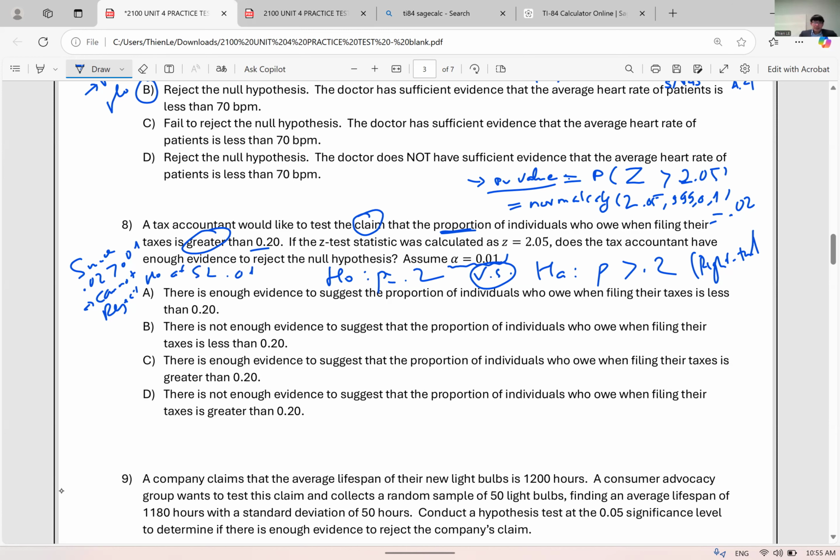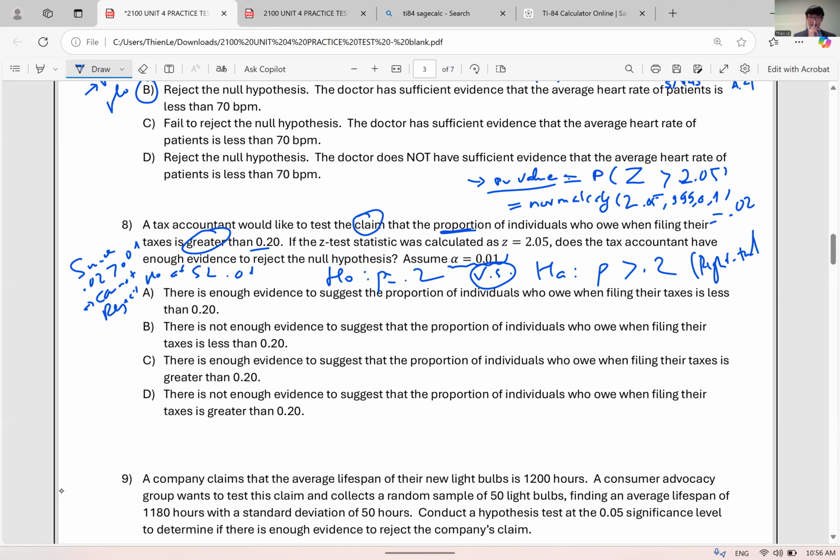Option A: is there enough evidence to suggest the proportion of individuals who owe when filing tax is less than 0.02? You cannot reject H naught, so you cannot support HA. A is wrong. There is not enough evidence to suggest the proportion of individuals who owe when filing tax is less than 0.02.